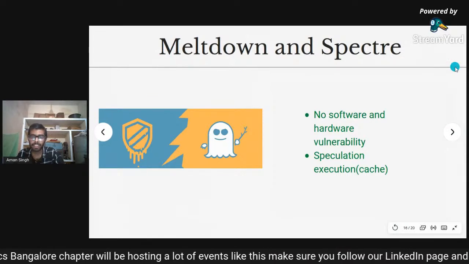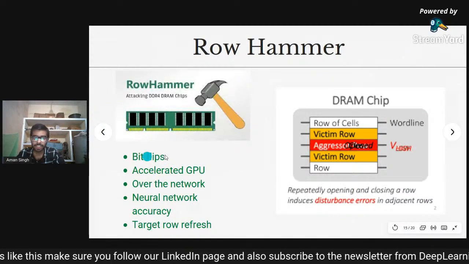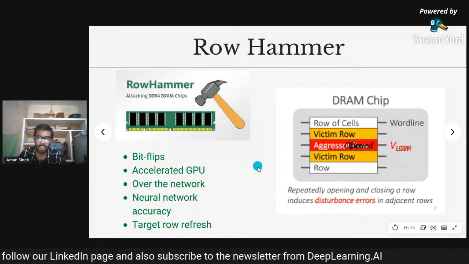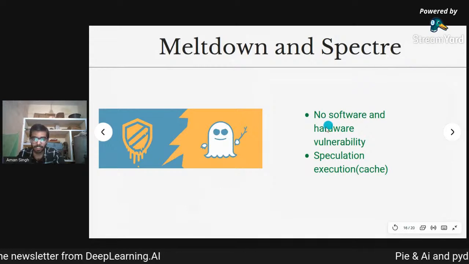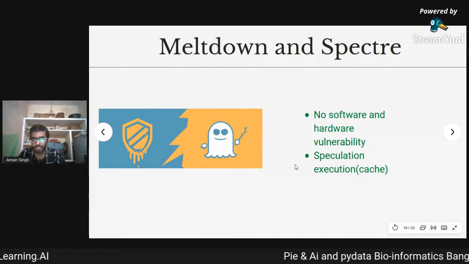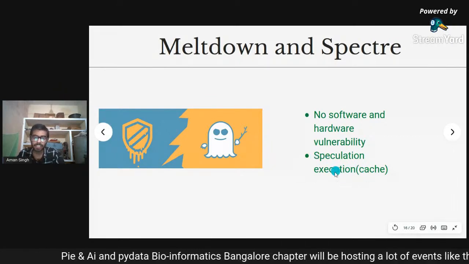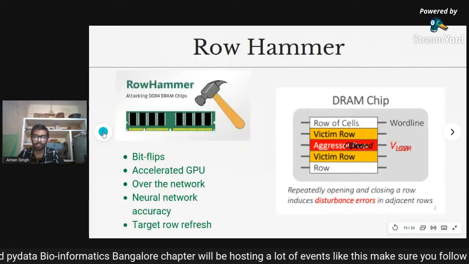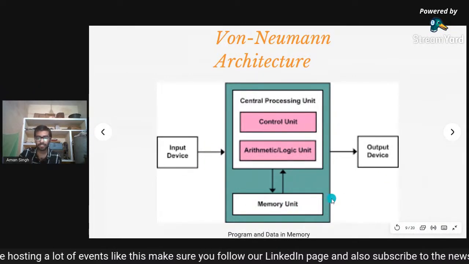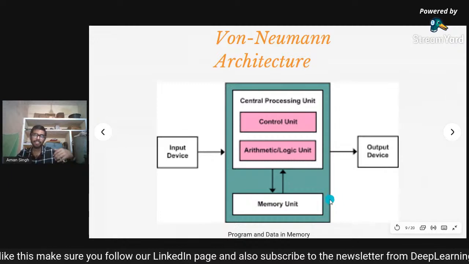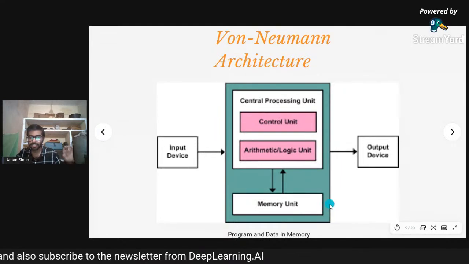Then we have Meltdown and Spectre. Here, what will happen? You change the bit flips, therefore you cause something to the hardware. In this, there's no hardware or software vulnerability. Everything is working fine, but speculative execution is there, or cache. When you bring data to the main memory, some data which can be used is also imported. That is the work of a cache.